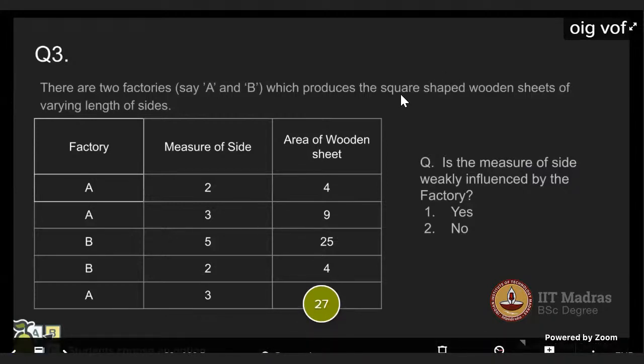For this question, is the area of wooden sheet column relevant? No, it's only measure of side and factory. Right.